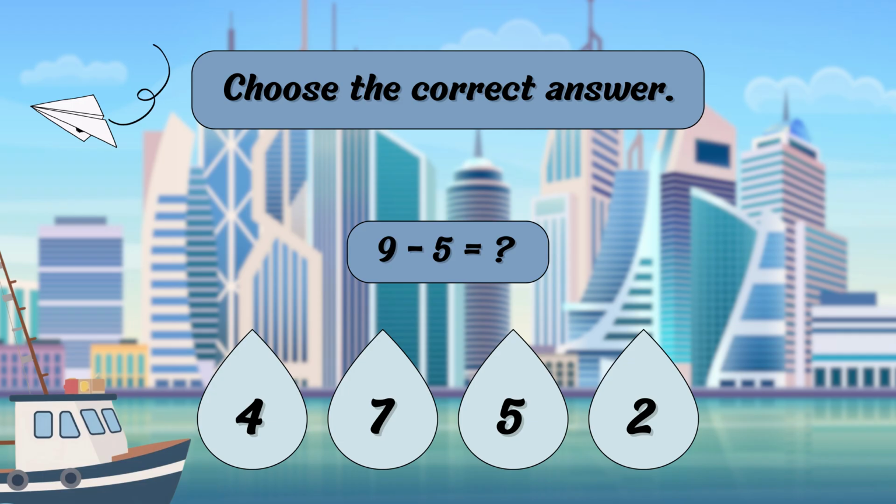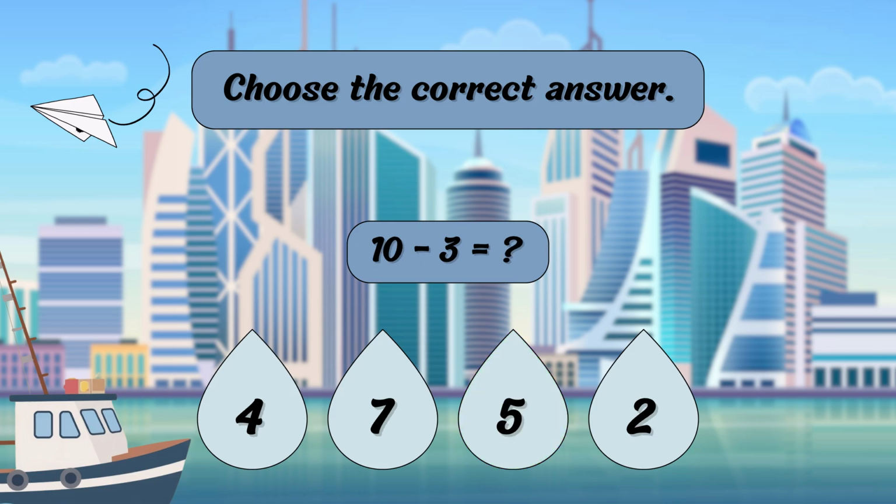Choose the correct answer. 9 minus 5 equals? The answer is 4. 9 minus 5 equals 4. Choose the correct answer. 3 plus 3 equals? The answer is 6. 3 plus 3 equals 6.